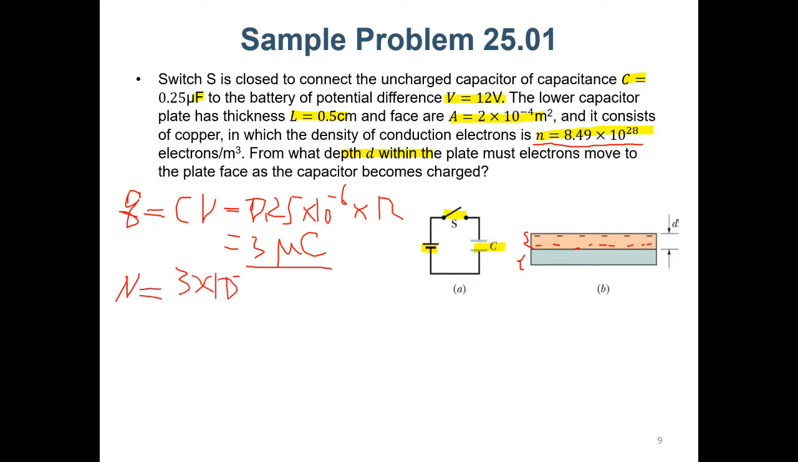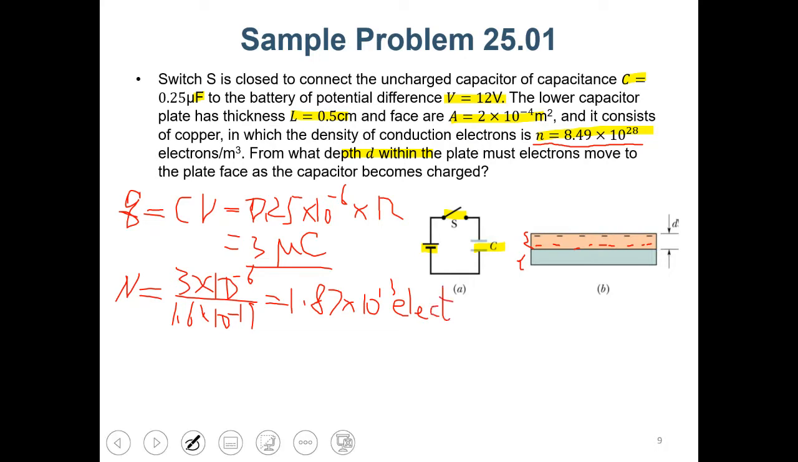3 times 10 to the minus 6 over 1.6 times 10 to the minus 19. So this one is the elementary charge. If we divide Q by the elementary charge, we can know that there are 1.87 times 10 to the 13 electrons. So you just divide it. It is pretty easy. You just divide the charge, Q, by the elementary charge so that you can know the number of electrons.